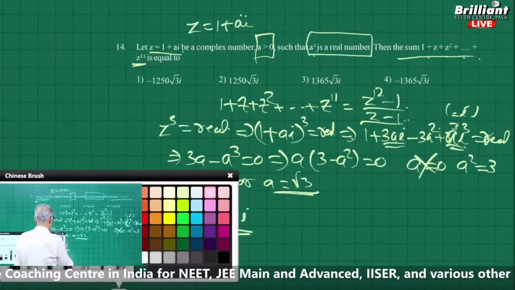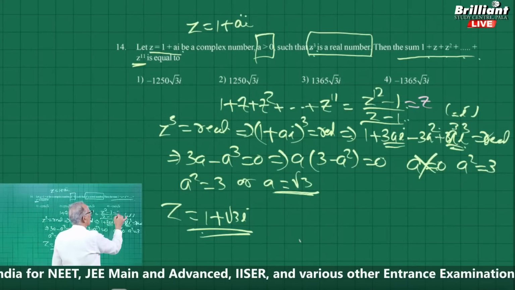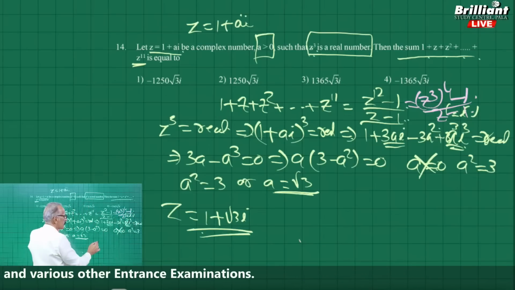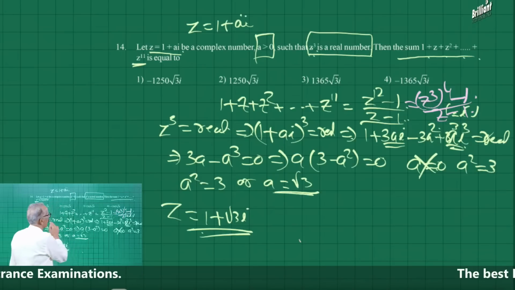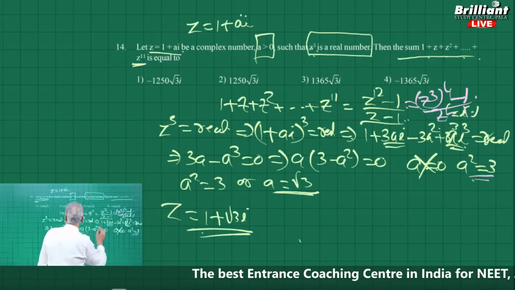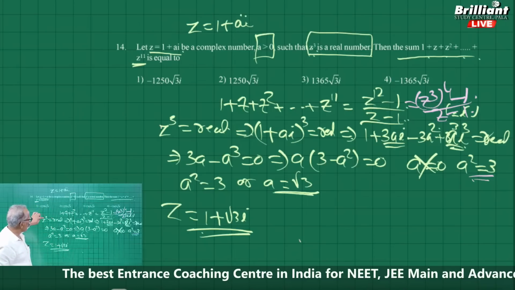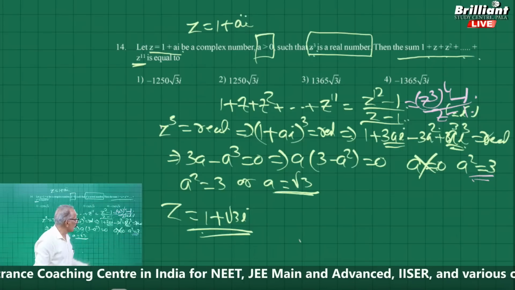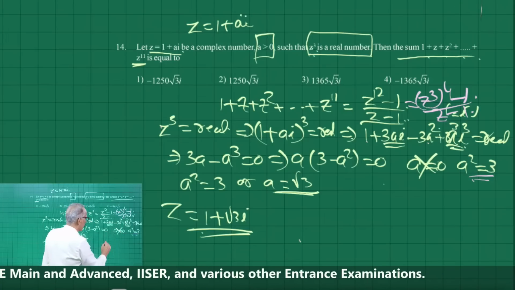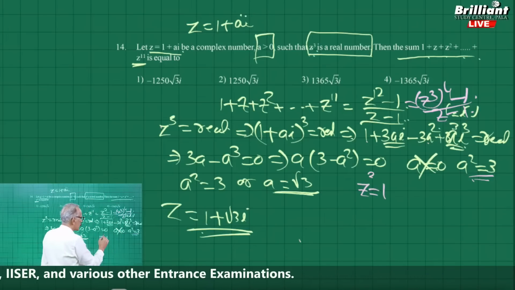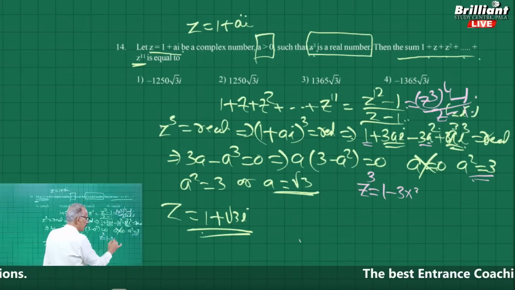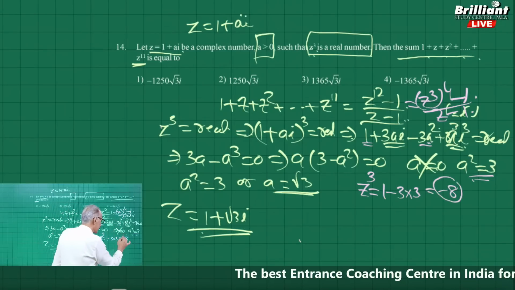I'll change the color. So this is z cube the whole raised to 4 minus 1 by z minus 1, isn't it? What is z cube we got? Z cube is a real number. So z square is equal to this value. You can calculate the value of this, it is your z square. Your z cube is a real number. A is equal to root 3. So what will be the value of your real number here? 1 minus 3a square. Your z cube will be 1, you have already solved it. 1 minus 3a square means 3. That will become minus 8.